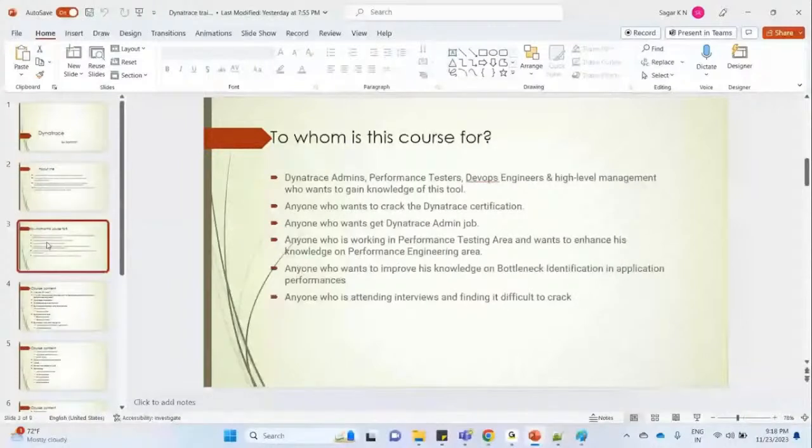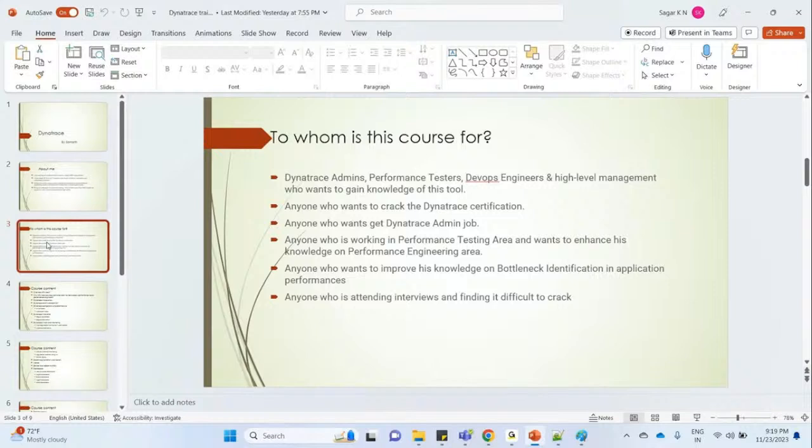What we'll be learning in this session, what this course is designed for, and what services it offers. So, whom does this course apply to? This course is mainly for people who are looking to start their career as Dynatrace administrators, or who need to enhance their skills in Dynatrace administration, and for performance testers to gain more insight into how Dynatrace helps them solve the problems they encounter in application development and how to fix application issues.